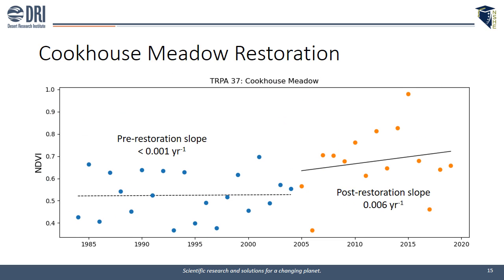So here's an example of that kind of analysis. On the left side, you have the pre-restoration slope, which is less than 0.001 per year. And so this is a relatively stable, not changing NDVI in a basin that's greening. So this would be something that we would consider degrading. On the right side, we have that post-restoration slope, which is increasing at a rate of 0.006 per year, which is much greater than the rate of increase of the basin as a whole. And so that restoration is affecting the NDVI as it moves forward through time, and it's improving as a result, or at least coincident with that restoration work.